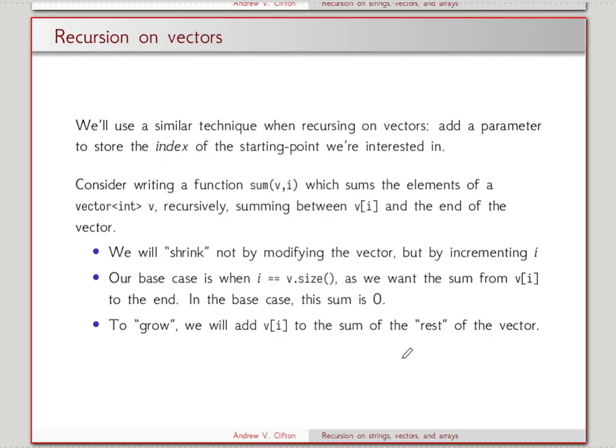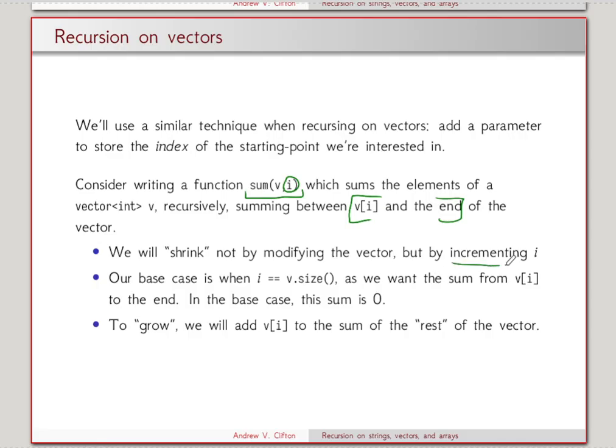We'll do a similar thing when we work with vectors. Instead of literally pop backing the vector, we'll have an extra parameter i that keeps track of which part of the vector we are interested in, which part we have not looked at yet, and which part we have already processed. So we're going to write a sum function to sum the elements in a vector, but instead of summing the whole vector, we're going to sum all the elements between v[i] and the end of the vector.